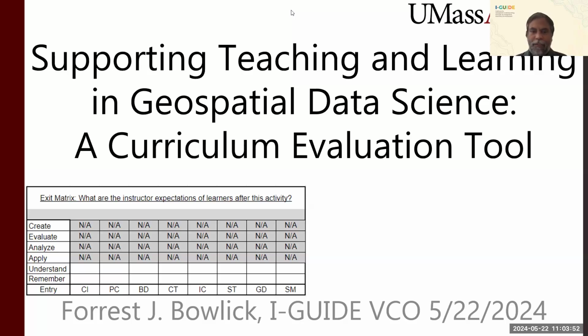And today, as you can see from the slide here, Forrest will be talking to us about supporting teaching and learning of geospatial data science. And he's going to be evaluating some of the curricular tools available out there, and hope like iGuide could benefit from this, as well as the broader geospatial data science community. So Forrest, thank you again for doing this, and welcome to the iGuide virtual consulting office session. And we try to do this session every other week.